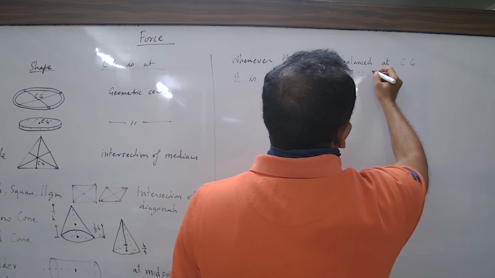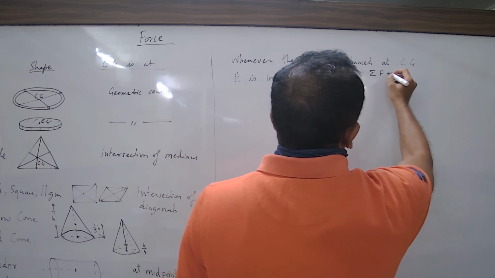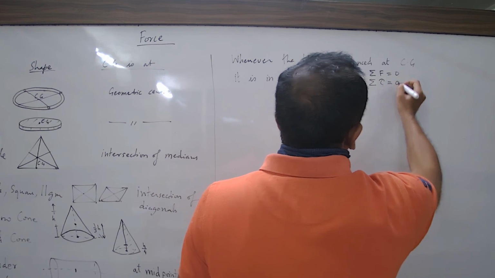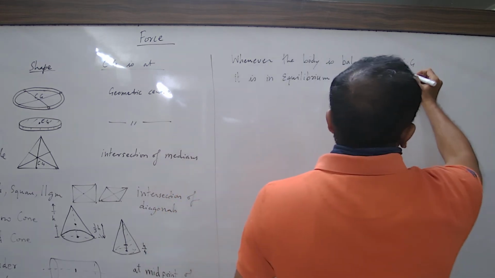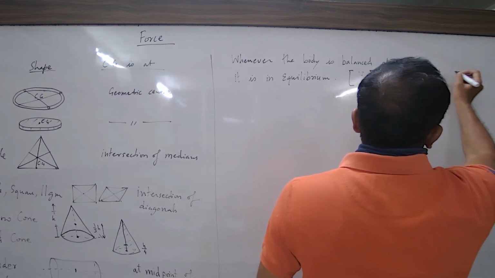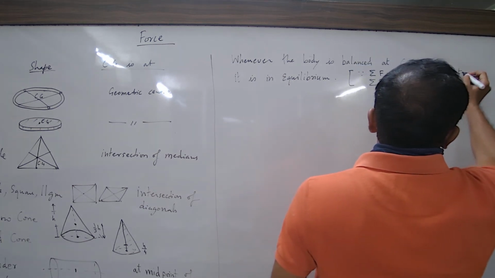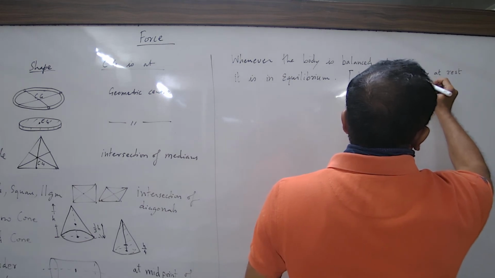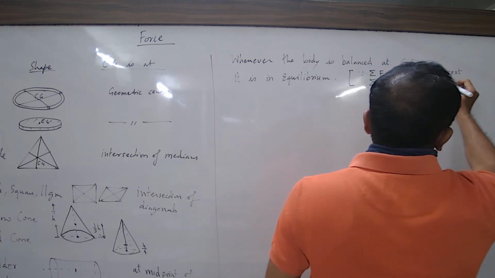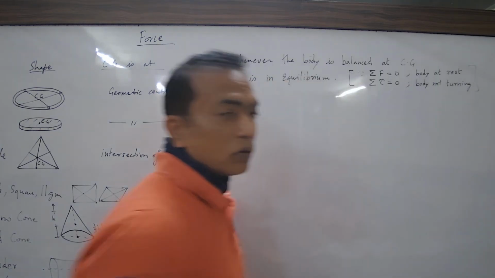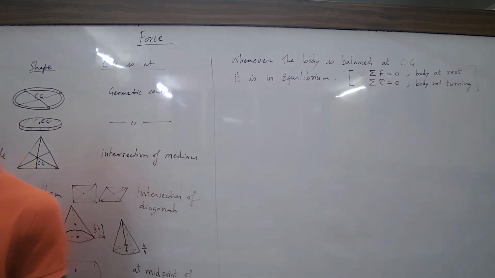Since summation F is zero, moment of force is zero. Both equilibrium conditions are satisfied whenever the body is balanced at center of gravity.